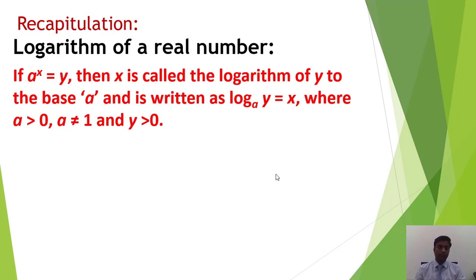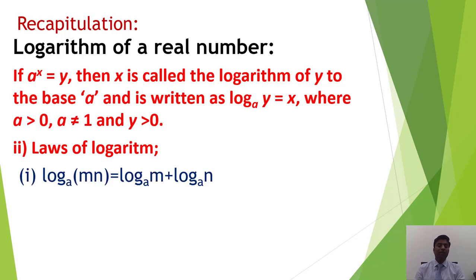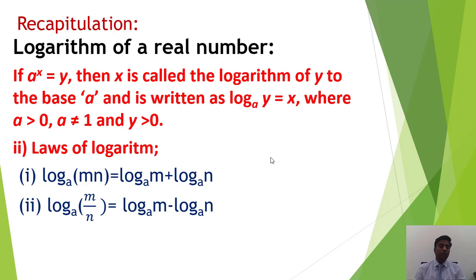Laws of logarithm. Number 1, log mn to the base a is equal to log m to the base a plus log n to the base a. The second law, log m over n to the base a is equal to log m to the base a minus log n to the base a. And then we do exercise 3.3.